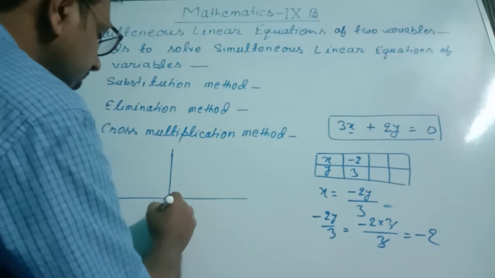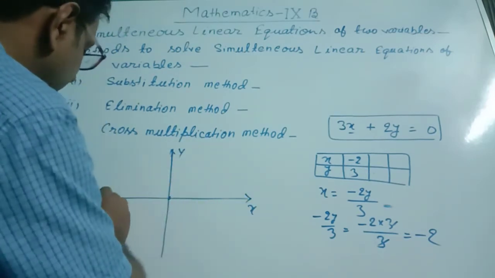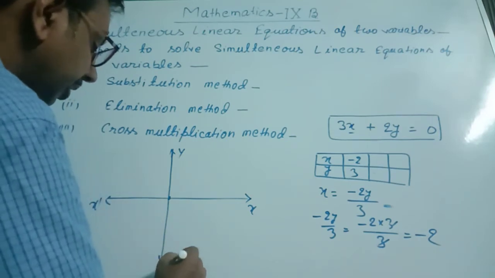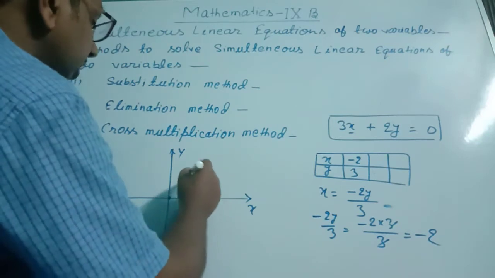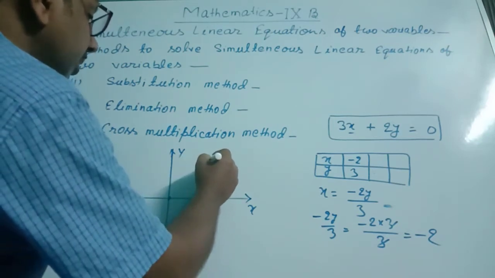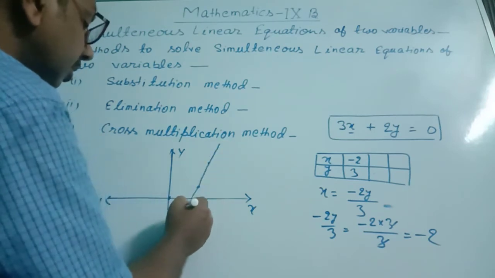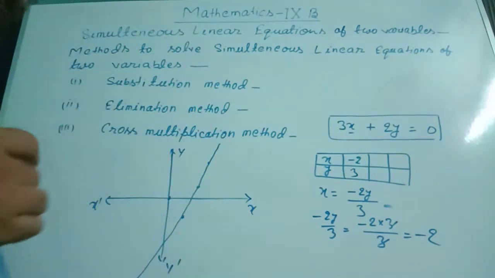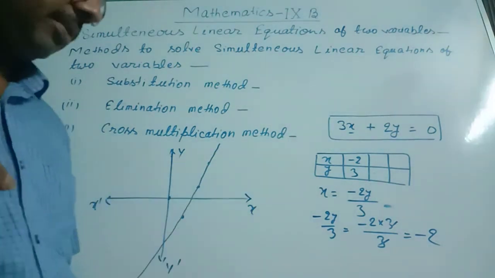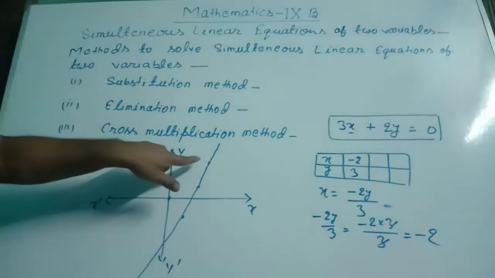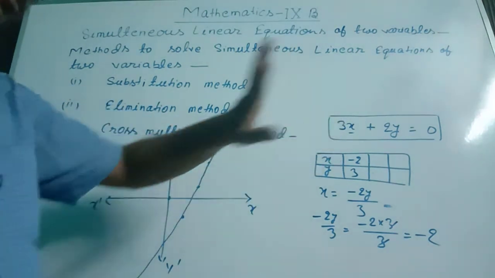Suppose this is the x-axis, this is the y-axis, this is x dash, meaning negative values, and this is y dash. Suppose the first values of x and y come here, the second comes here, the third maybe comes here, and now you join all of these and you will get a straight line. So this is the graph of a linear equation of two variables, and all these values will satisfy the linear equation of two variables.